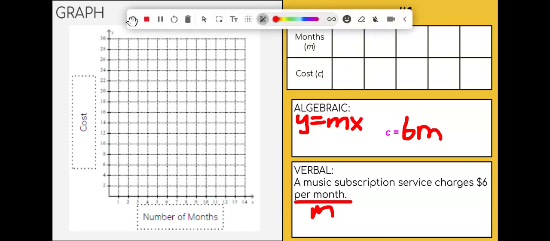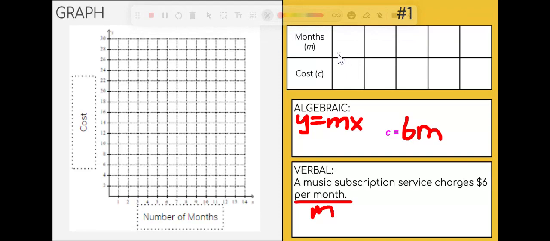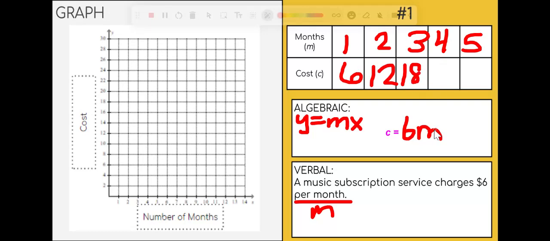So now we're going to fill in this table here. We can really put any values that we want in this table, but I'm going to make this easy for myself. I'm just going to use 1 month, 2 months, 3, 4, and 5 months. If each month I pay $6, how much is it going to cost me? It's going to cost me $6 for 1 month. 6 times 2 months, that's 12. 6 times 3, 18. 6 times 4, 24. 6 times 5, 30.